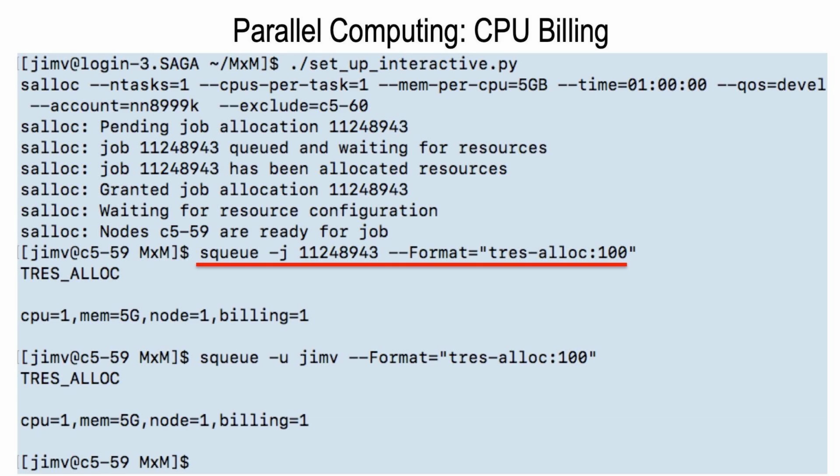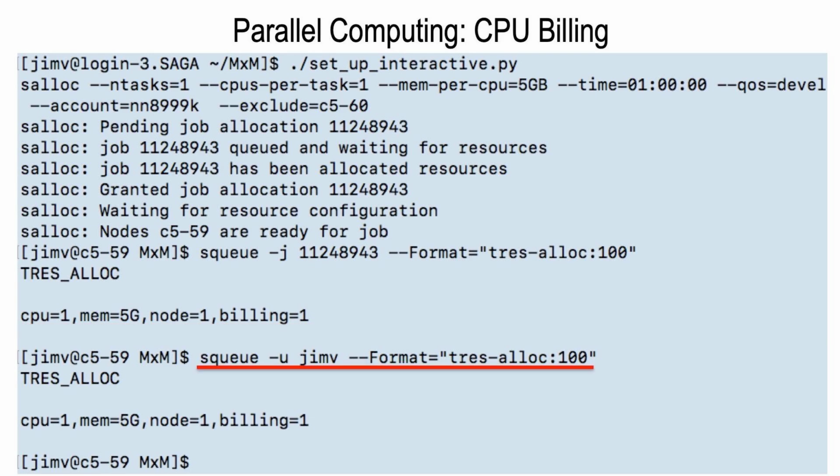To view the billing information for a particular job, you can use the Linux command sq with the -j option, followed by the job number and the format option. Executing this command reveals that the job requests 1 CPU core, 5 GB of memory, and 1 node, with billing equal to 1. This implies that the CPU time aligns with the wall time, and 1 CPU hour will be deducted from my CPU quota.